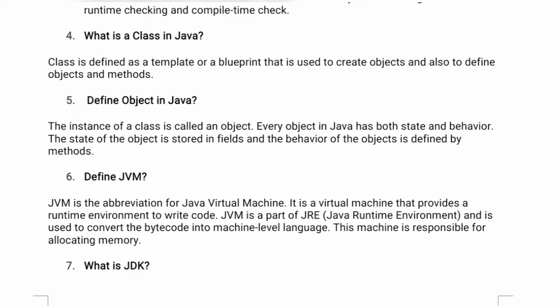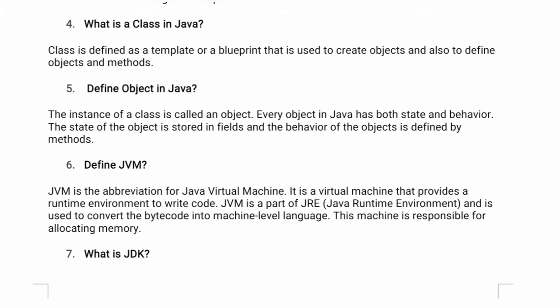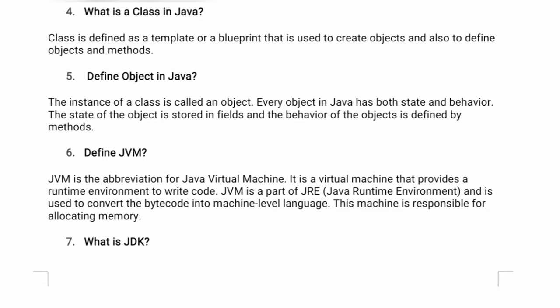Next, define JVM. JVM stands for Java Virtual Machine. So, first of all, the Java program, the Java source code, is converted into bytecode. Then bytecode is converted into machine code. So first source code is converted to bytecode and then bytecode is converted to machine code. So here JVM is responsible for converting the bytecode into machine code.